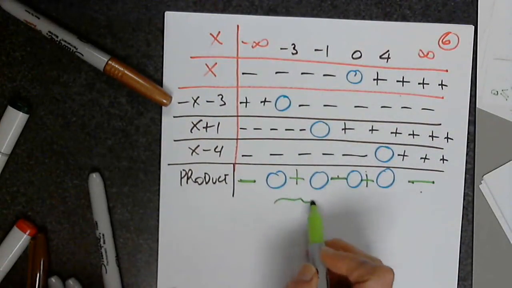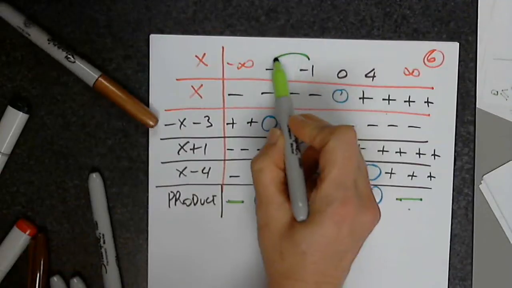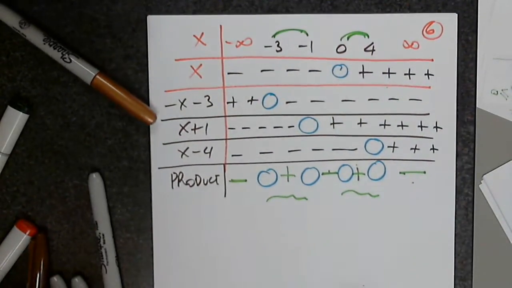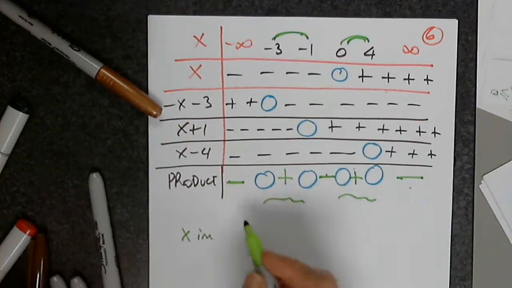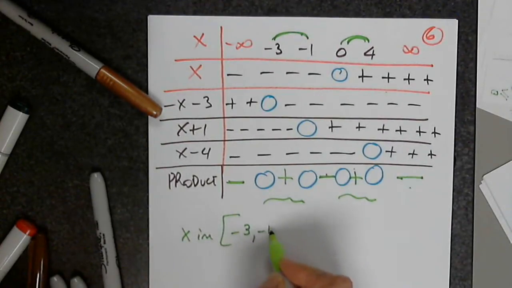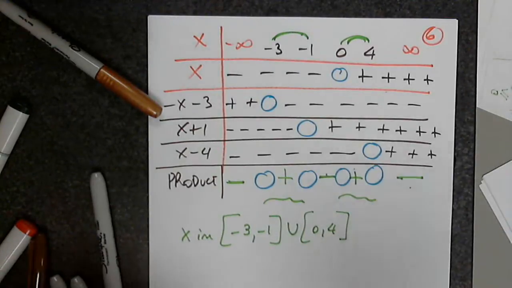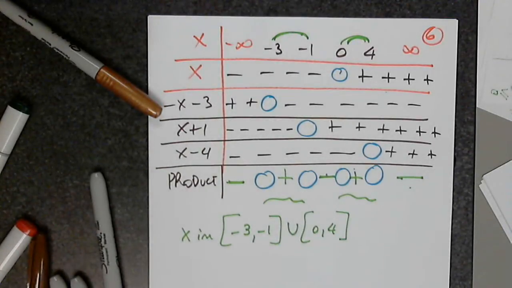So this and this, which means this and this. So then x in the interval (-3, -1) union (0, 4). Does it make sense? Notice that all factors were linear factors. This is very important. Okay, let's choose another problem from the book.